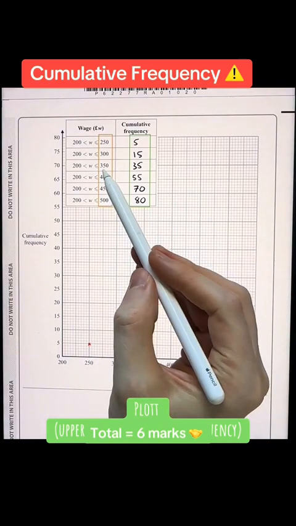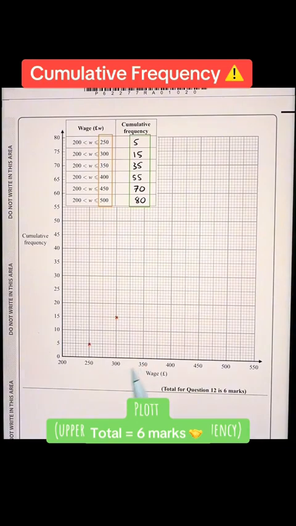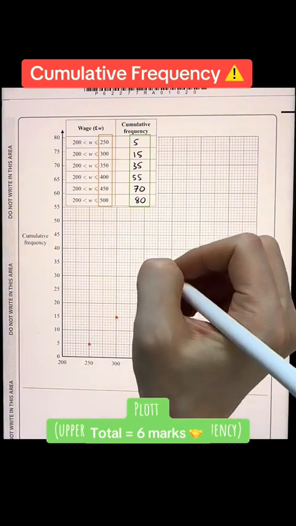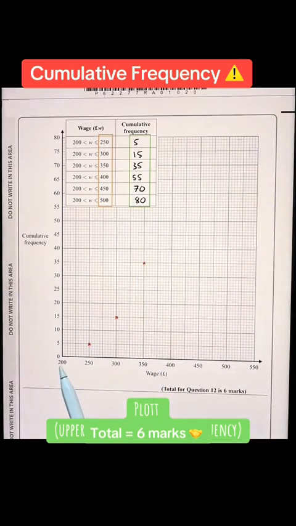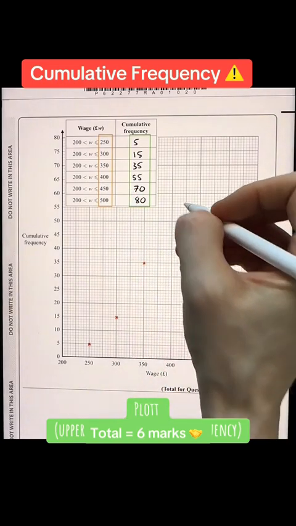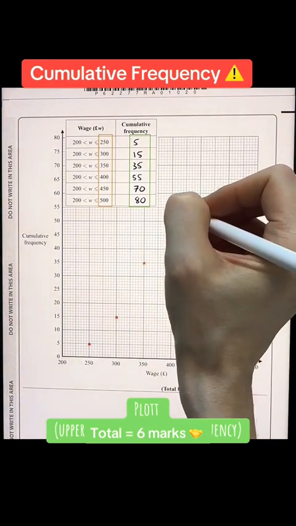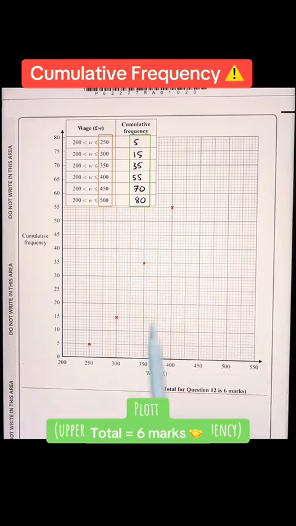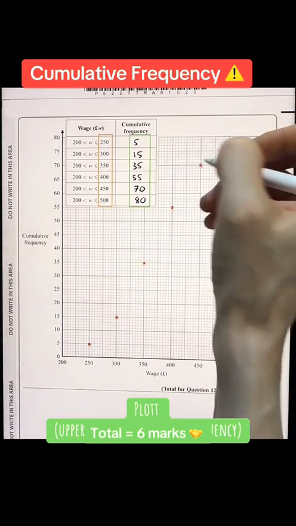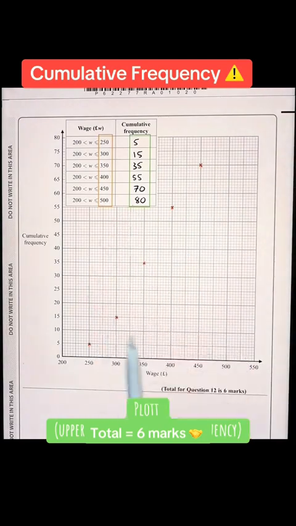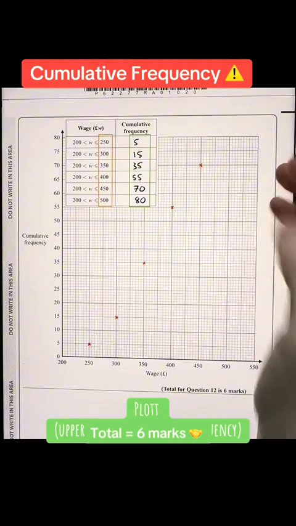My next point will be at 350 and 35. So along 350 and up 35, and put a cross. My next point will be along 400, up 55. So along 400, up 55, and put a cross. My next point will be along 450 and up 70. So along 450 and up 70, and put a little cross. And my final point will be along 500 and up 80. So along 500 and up 80, and put a little cross.